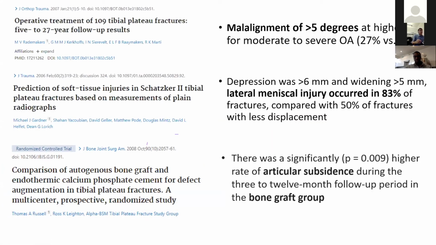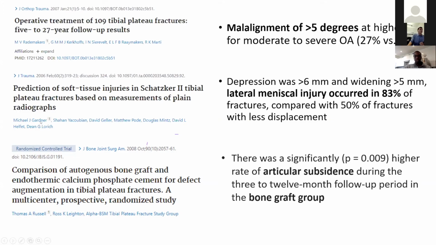Some other important ones that seem to always come up in OE and come up in OR discussions, but this is the paper that everybody gets the malalignment being a big issue from. So malalignment outside of 5 degrees was associated with higher rates of OA development, pretty substantially higher rates.